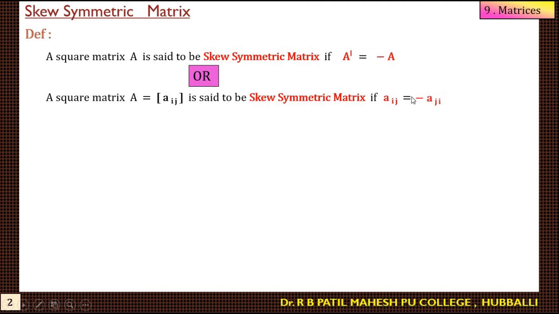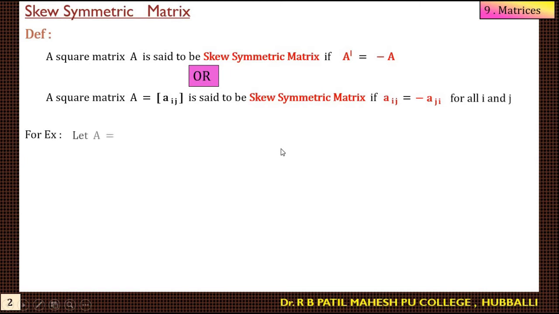That means position wise, the subscripts are reversed, and then the element should be the opposite of the ij subscript element. That means the A12 position element is the opposite of the A21 position element. Opposite means negative, for all i and j.